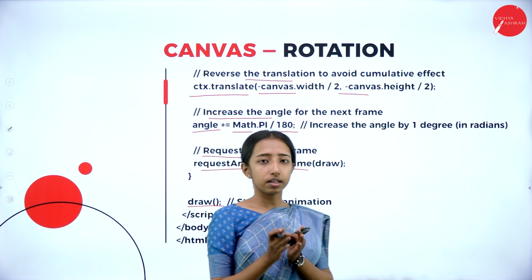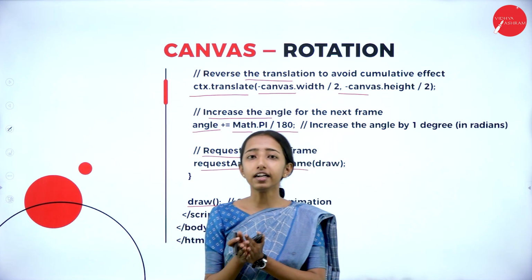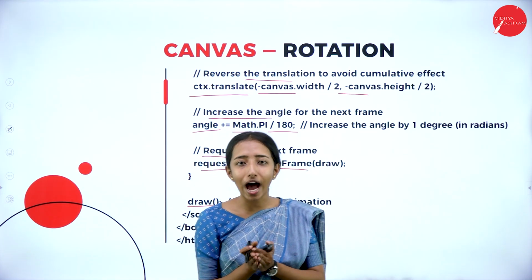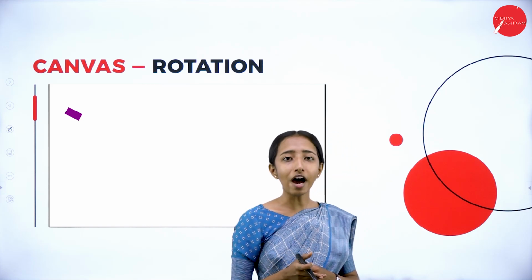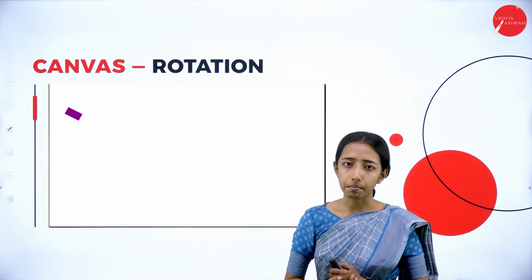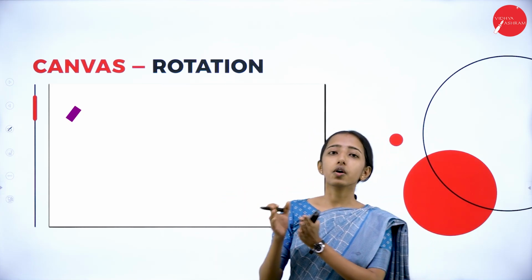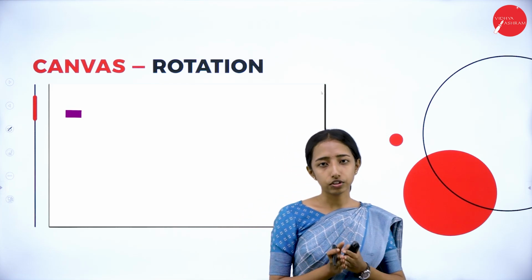So now the main thing here is we have used the rotate method with the angle that we have given. So here is the output of the example we have drawn. This will give you a rotation of the canvas that we have drawn.